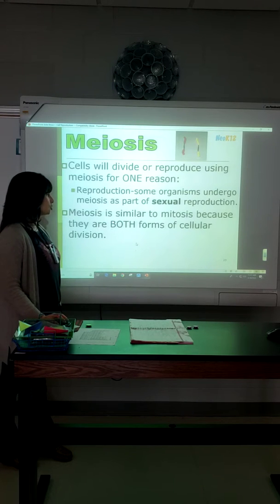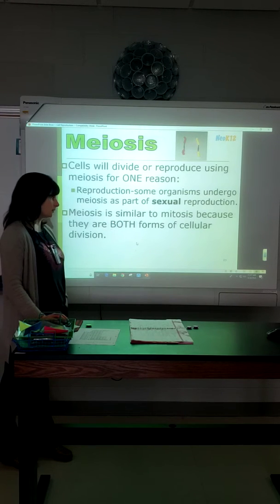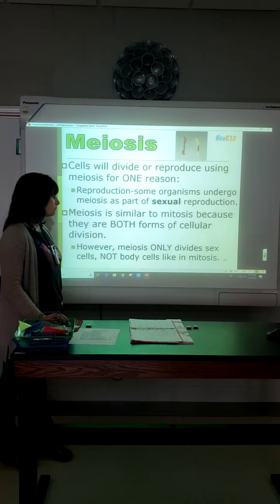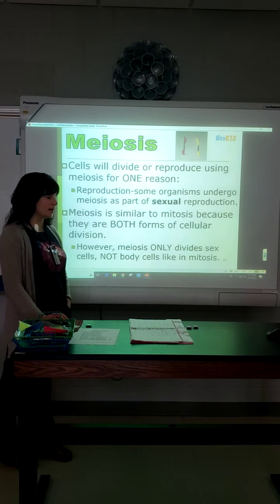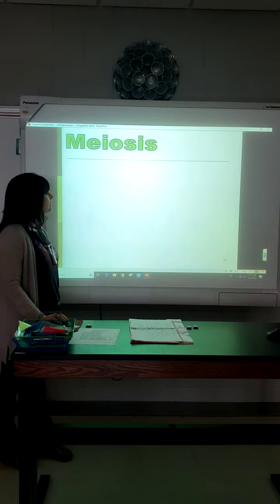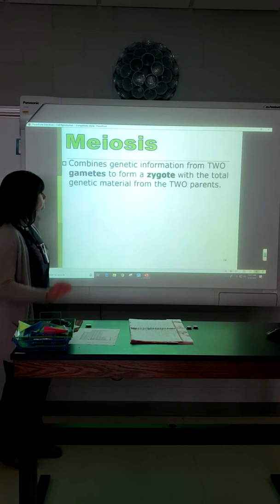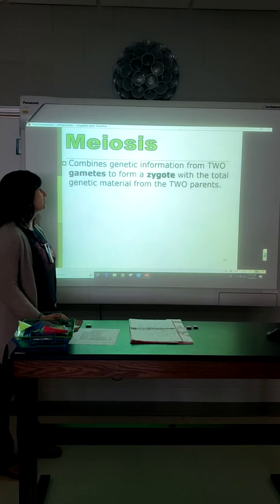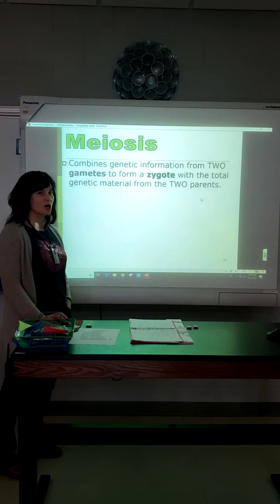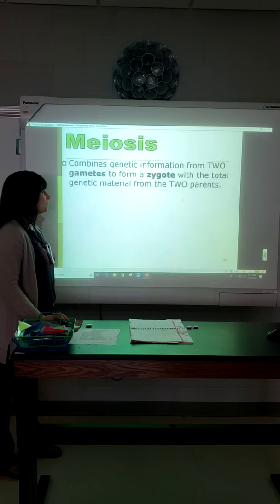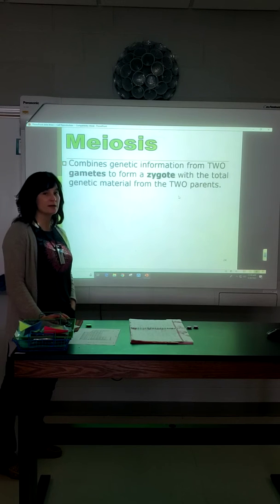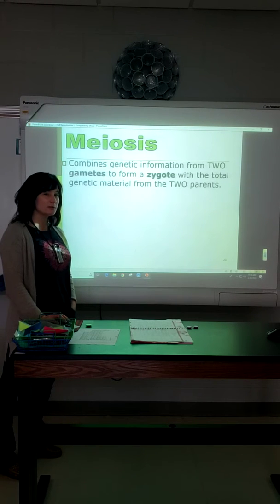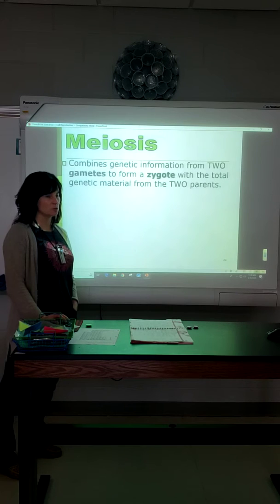So meiosis is similar to mitosis because they're both forms of cellular division. However, meiosis only divides the sex cells, the gametes, not the body cells. That's what mitosis does. So meiosis, always think sexual reproduction. And so it's going to combine genetic information from 2 gametes to form something called a zygote. And the zygote has total genetic material from both parents, 2 parents. How many parents did you need for asexual reproduction? Hopefully you said just 1.